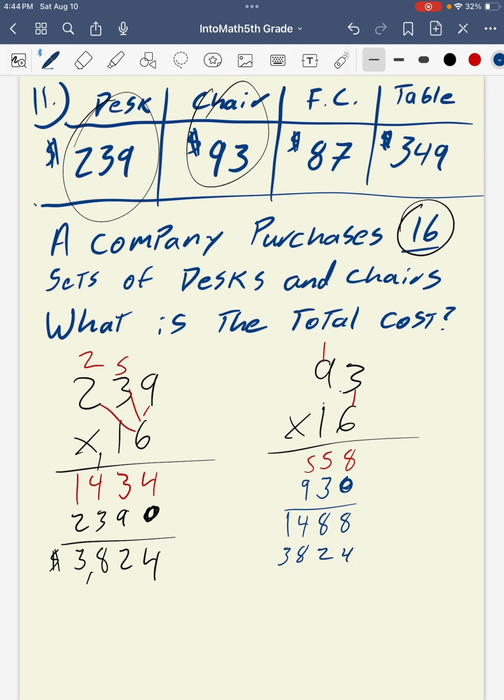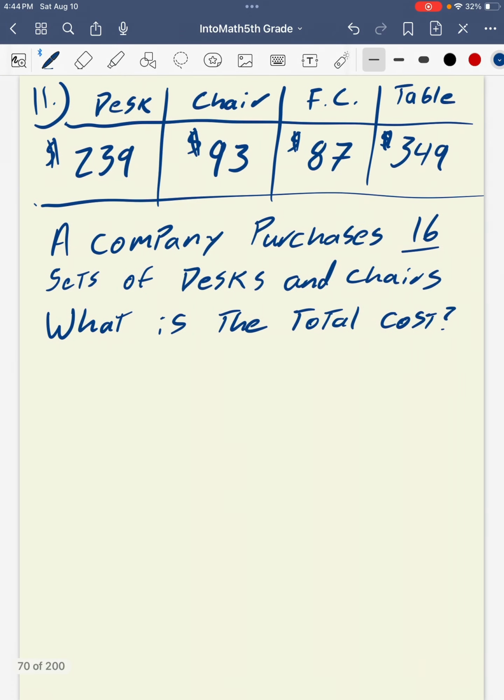Now I add up $3,824 plus that number. 8 plus 4 gives me 12. 8 plus 2 is 10 plus an additional 1 makes it 11. 4 plus 8 is 12 plus an additional 1 makes it 13. 1 plus 1 is 2, plus 3 makes it 5. The total cost for all of the desks and chairs is $5,312.